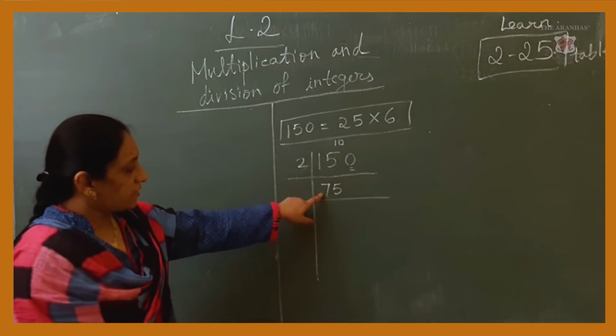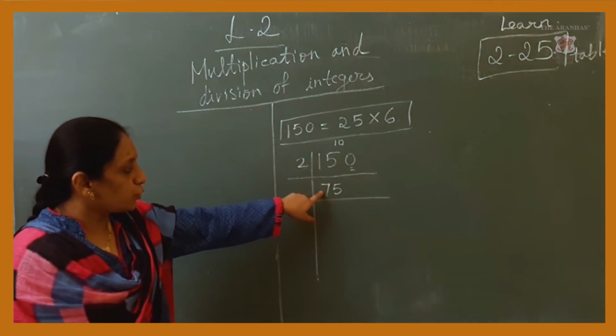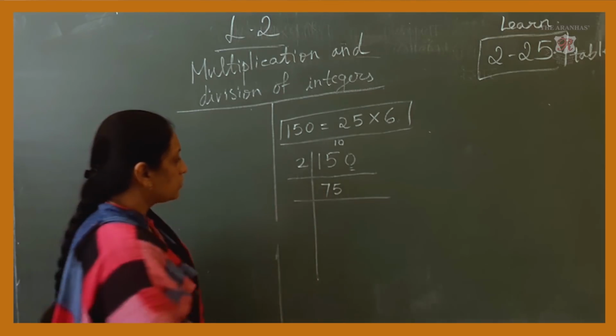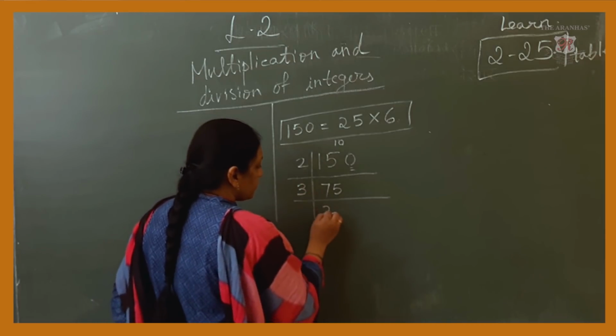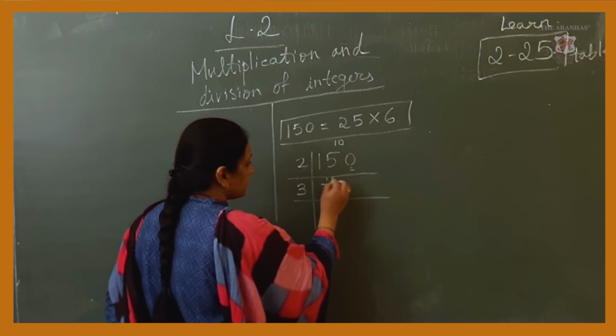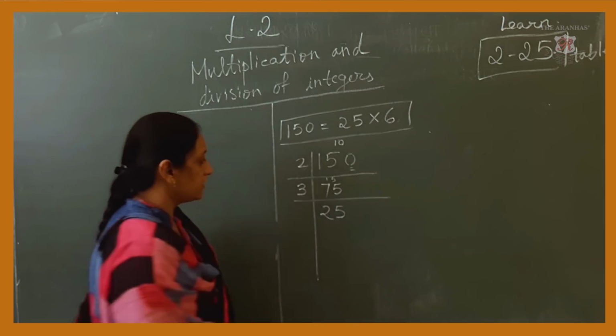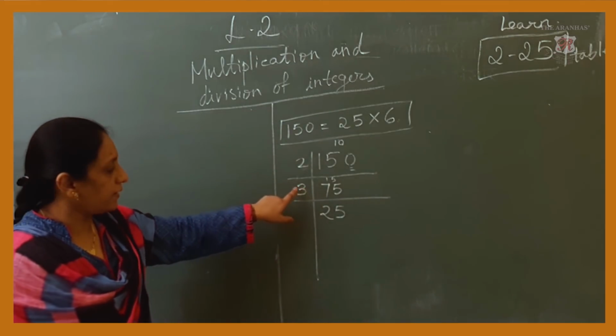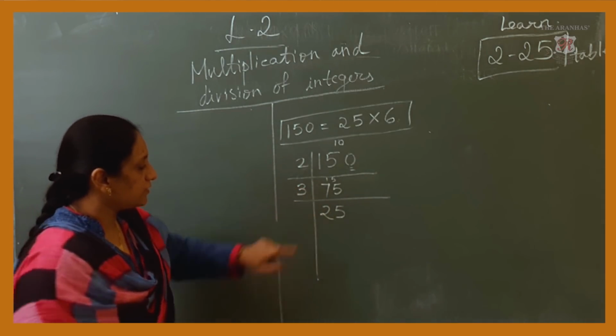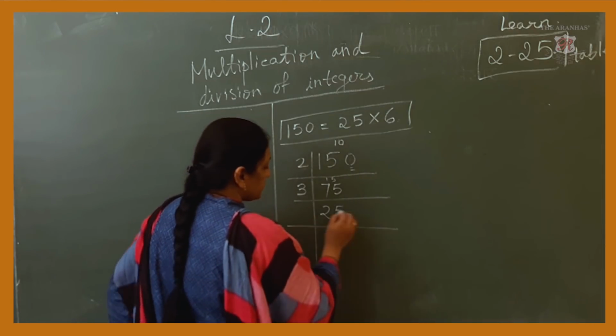Now my next number to be divided is 75. It doesn't go in the 2 table. Does it go in the 3 table? Yes, it goes in the 3 table. 3 twos are 6, 1 and 5 is remaining. 3 fives are 15. Yes, 75 is divisible by 3. 3 twenty-fives are 75.